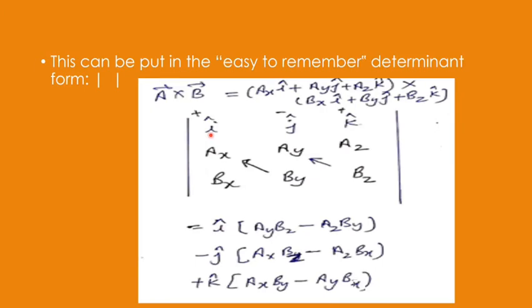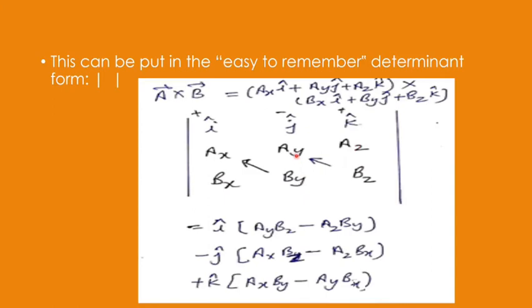If I want to take the multiple of I cap, I will be simply ignoring this column of I and row of I. Then I am left with only these four terms. And for that, I will be taking the product that I am getting, BZ AY, or I can write AY BZ because these are the magnitudes, minus AZ BY.